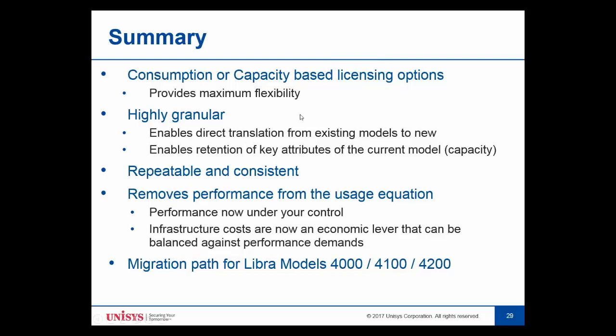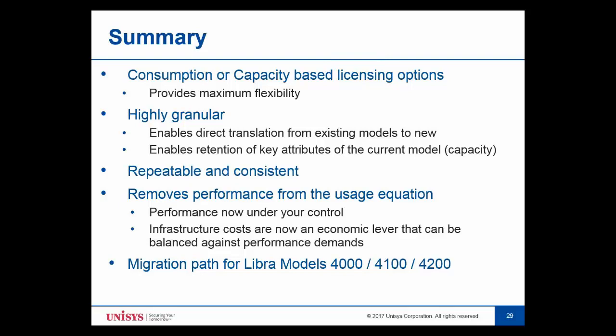So just to summarize, we now have consumption or capacity-based licensing options available, and it provides maximum flexibility and is very granular in nature. It enables a direct translation from our existing models that are based on MIPS, and it enables retention of key attributes of the current model of capacity. It's repeatable and consistent, and it removes performance from the usage equation. Performance is now under your control, and you can choose the platform you run MCP Gold on. Infrastructure costs are now an economic lever that can be balanced against your performance demands.